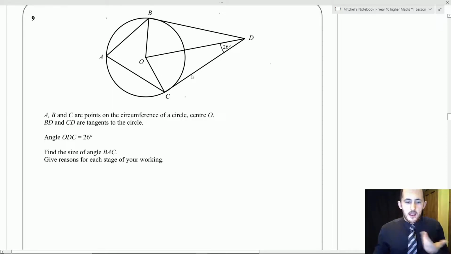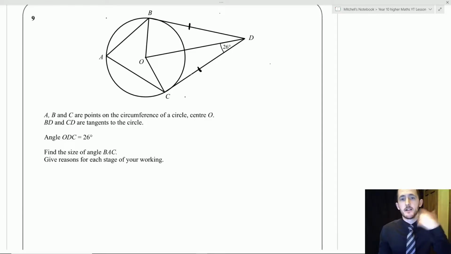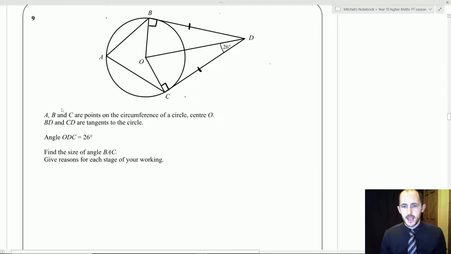So what I like to do is I just immediately start labeling, right? Even if I don't know what the question is, these two tangents are the same length, yeah? Remember, tangents from one point, same length. Radius meets the tangent at 90 degrees, so I can label that immediately. So those are the things I'm thinking about. Okay, let's actually look at what the question is now. A, B, and C are points on the circumference of a circle, center O. BD and CD are tangents. Cool, we've labeled that. ODC, they've already given us that, is 26.